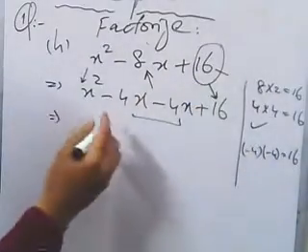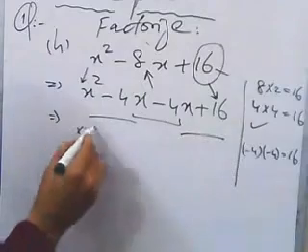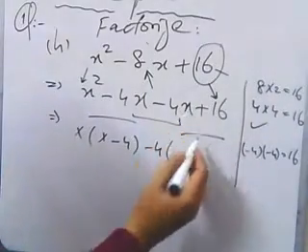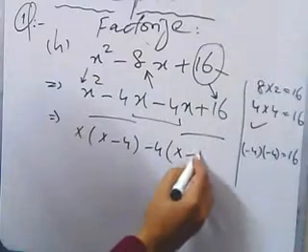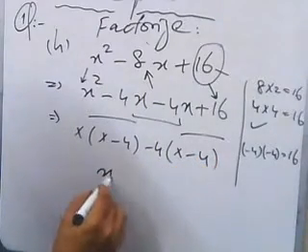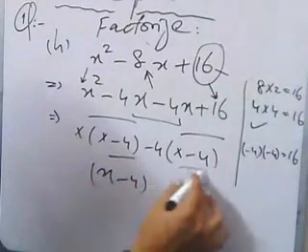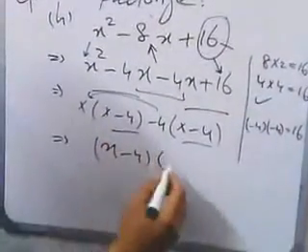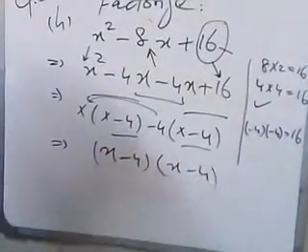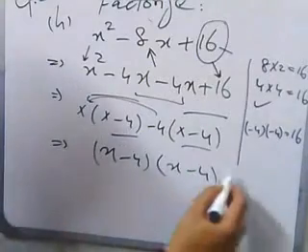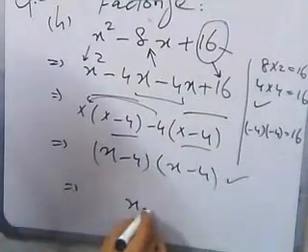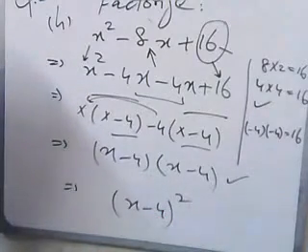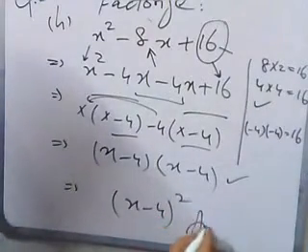Now make the pairs, take common. -4 you can take common from here also, you will get x minus 4. So again you can take common this one in the next step and join these two terms, you will get again this is your result, but you can also write in whole square form, so no problem. So that is your result.